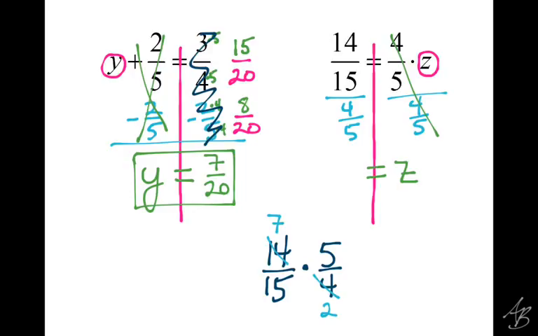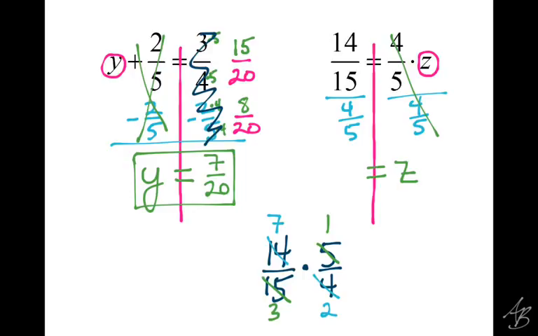Okay, can the 7 reduce with anything else in the bottom? 15 or 2? No. How about the 5? 5 with the 15, right? So 5 and 15 reduced by 5. What's 5 divided by 5? 1. What's 15 divided by 5? 3. Okay, is there anything else that can reduce? We have a 7 and a 1 on top and a 3 and a 2 on the bottom. Can anything reduce there? No.